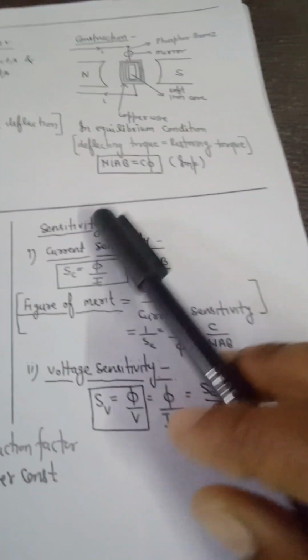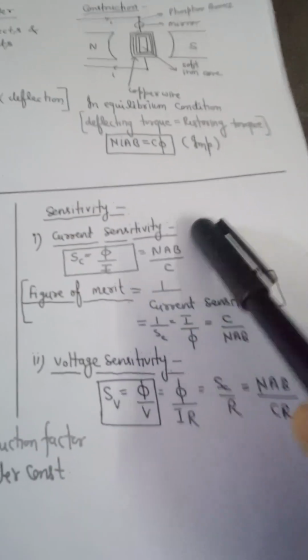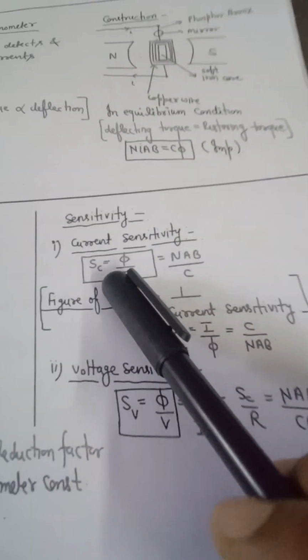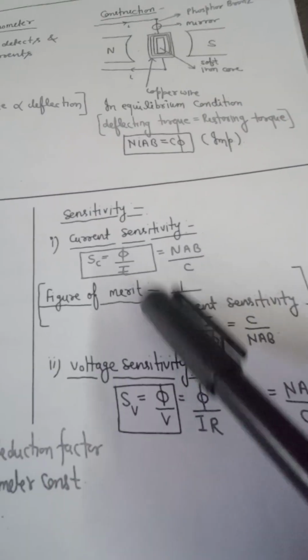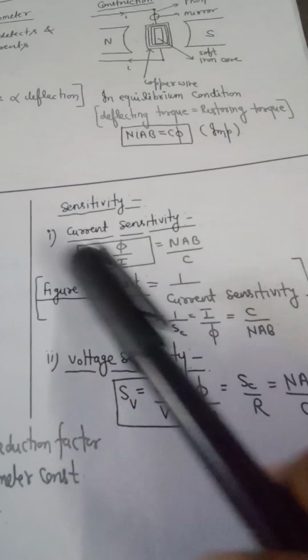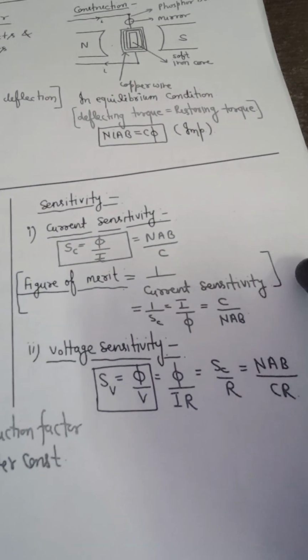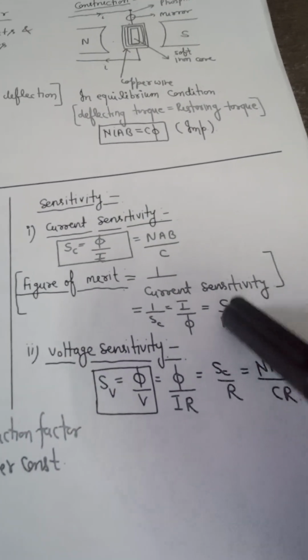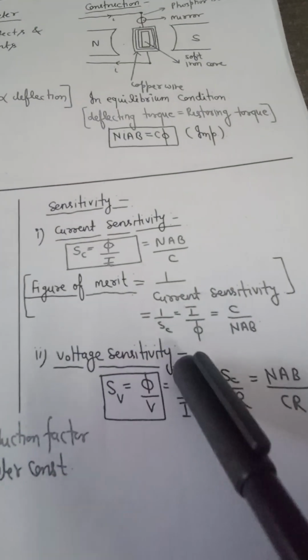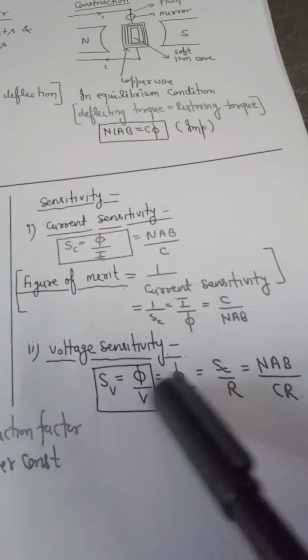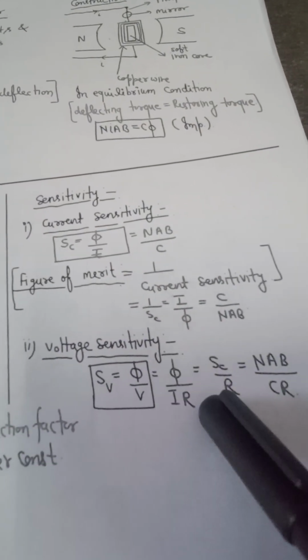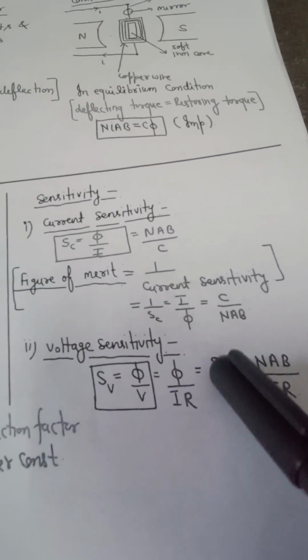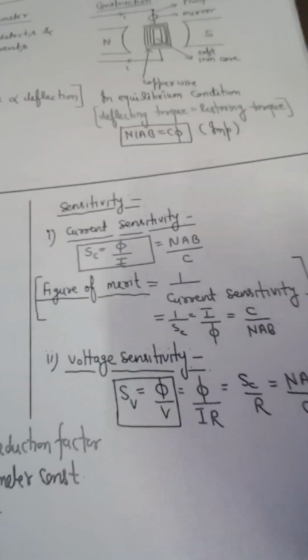Now we will study sensitivity. So it is current sensitivity. We will note it as S_C. So S_C is phi upon I, which is NAB upon C. So figure of merit is equal to 1 upon current sensitivity. So 1 upon S_C is equal to I upon phi, which is equal to C upon NAB. And voltage sensitivity is S_V, phi upon V, which is equal to phi upon IR. So it is S_C upon R, so that it will become NAB upon CR.